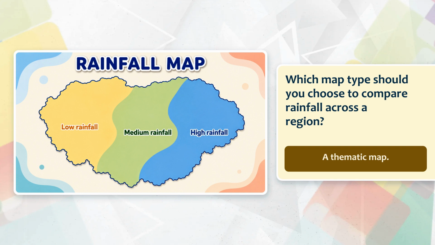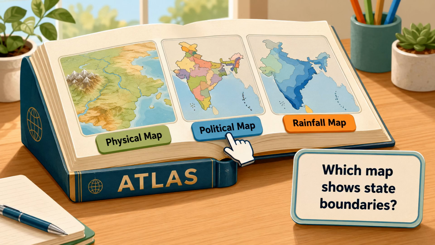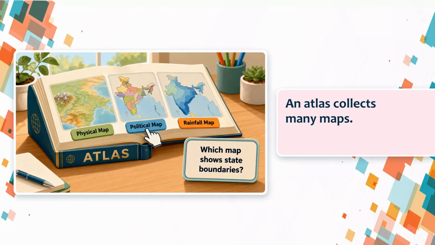Next, we will use map titles and an atlas to find the map that answers a question. The Open Atlas holds many different maps, and each title tells what information its page shows. When we need state boundaries, the title political map guides us to the useful page. Think about the maps gathered in one book. An atlas collects many maps. It brings different places and purposes into one book.